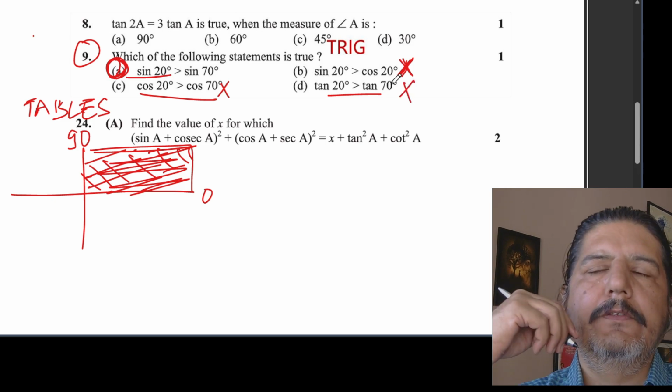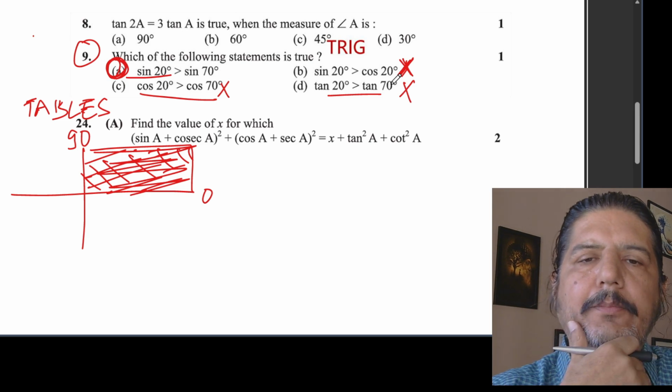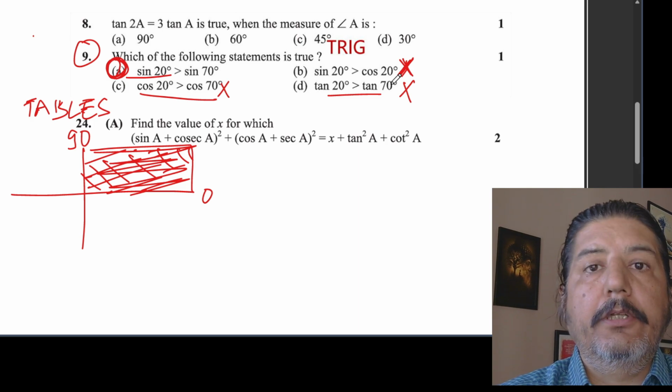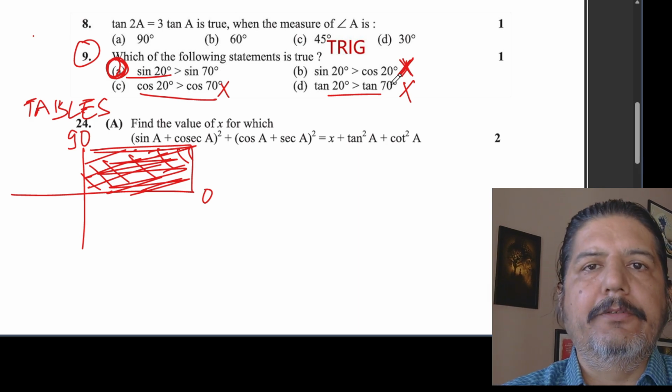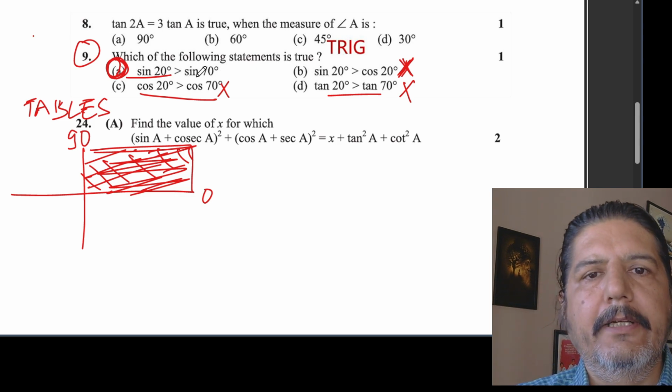And again, I suggest that if you plan to score 100% in CBSE class 10th maths, you go at least 10% beyond the syllabus which is given to you, at least 10% beyond. Okay, so let's look at the next question.